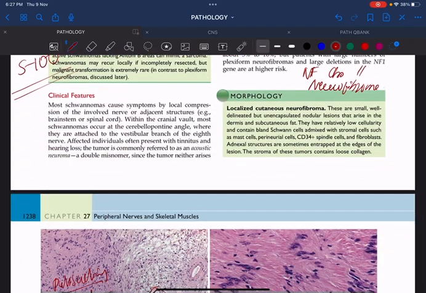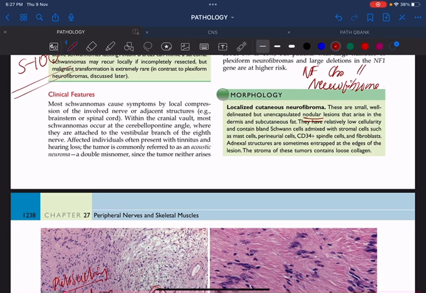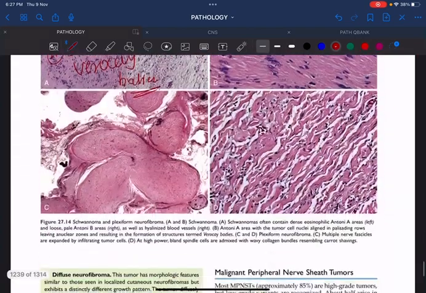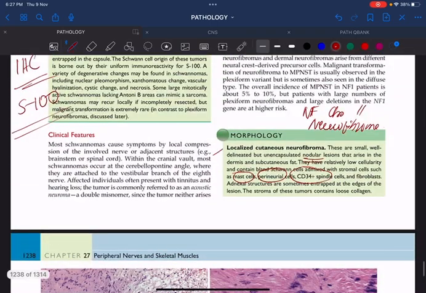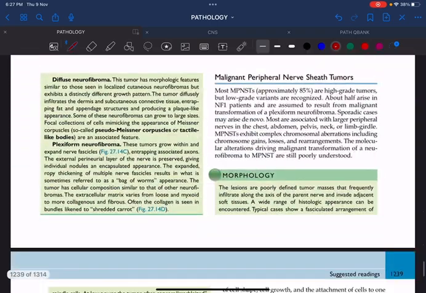So you can see nodular lesions grossly, and remember, what is the histopathology? There will be proliferation of mast cells, perineural cells, and CD34 spindle cells. And remember, a very, very important question in diffuse neurofibroma. This is a feature seen in localized cutaneous neurofibroma. The second variety is the diffuse neurofibroma, and the third variety is the plexiform neurofibroma. In the diffuse neurofibroma, we have an important finding called pseudo-Meissner corpuscles or tactile-like bodies.